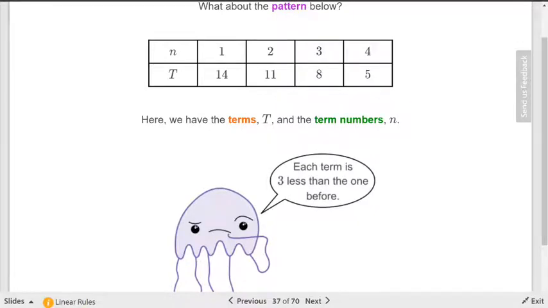So let's look at this particular pattern. And you see they've gone back to N, meaning the number, and then T for the terms. So we're going to look at this particular pattern, and we're going to come up with a way to start with.